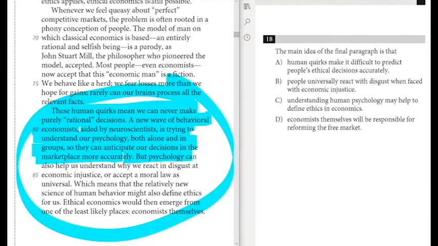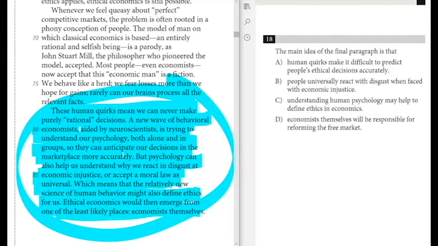But psychology can also help us understand why we react in disgust at economic injustice or accept a moral law as universal, which means that the relatively new science of human behavior might also define ethics for us. Ethical economics would then emerge from one of the least likely places, economists themselves.